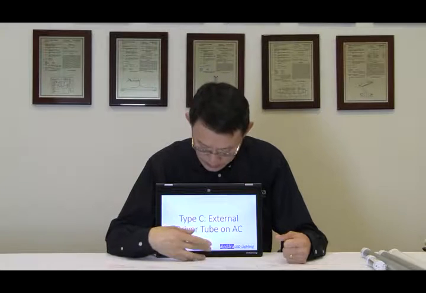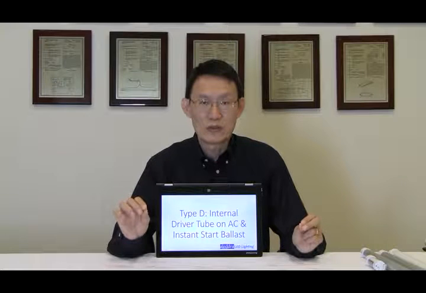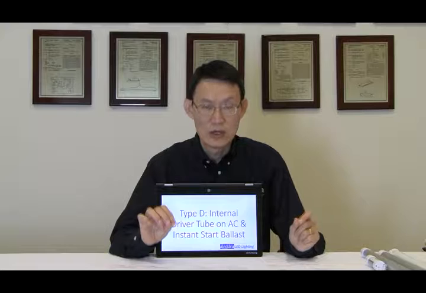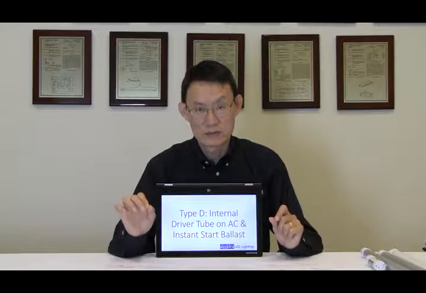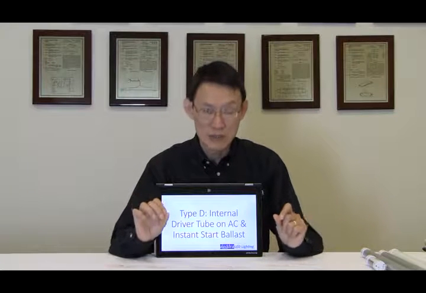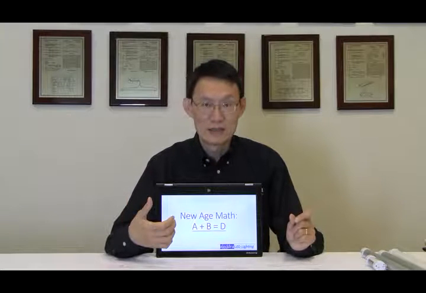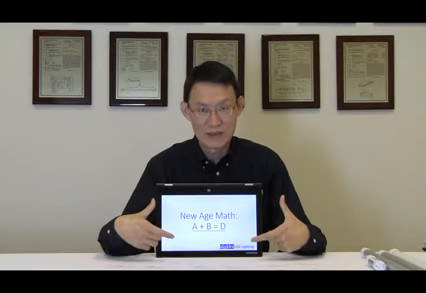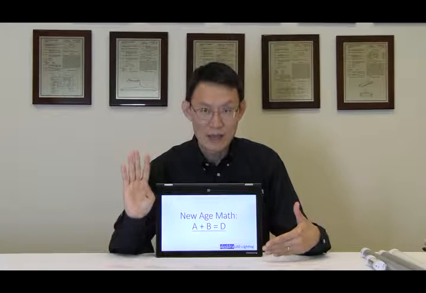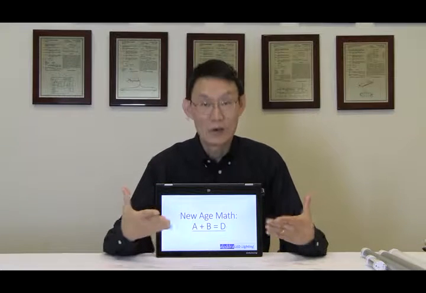Now, Type D. Type D is the internal driver tube that can operate both on instant start ballast and also on AC line voltage. So it's really a combination of Type A and B. So we have this new age math: A plus B equals D. Type A and Type B equals Type D. I hope you get it.